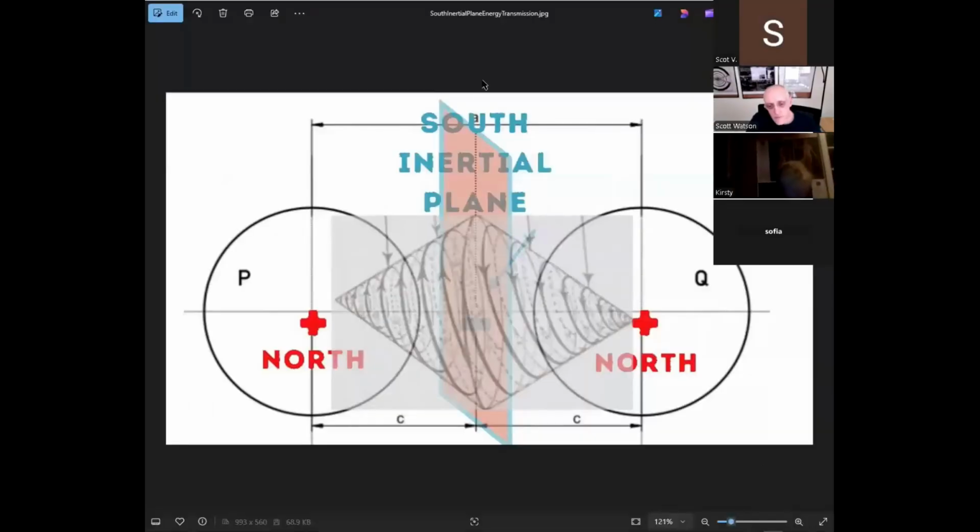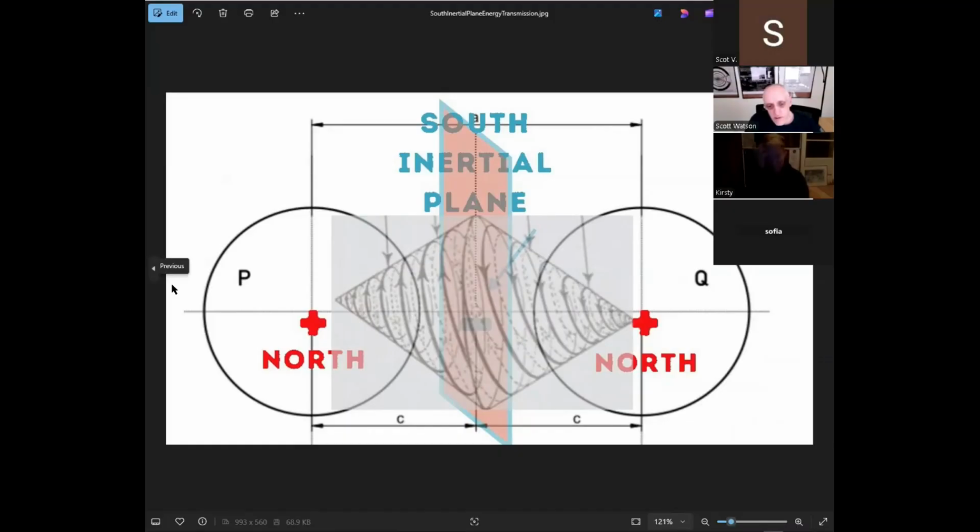You guys see this south inertial plane photo? This is a graphic that is partly from The Universal One, and partly something I created for my presentation at the 2023 homecoming at the USP. The idea is that this one circle over here is like the sun, and this other circle is a planet. So P and Q.